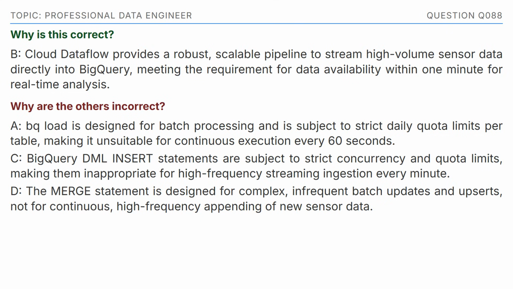Why are the others incorrect? A. bq load is designed for batch processing and is subject to strict daily quota limits per table, making it unsuitable for continuous execution every 60 seconds. C. BigQuery DML insert statements are subject to strict concurrency and quota limits, making them inappropriate for high-frequency streaming ingestion every minute. D. The merge statement is designed for complex, infrequent batch updates and upserts, not for continuous, high-frequency appending of new sensor data.